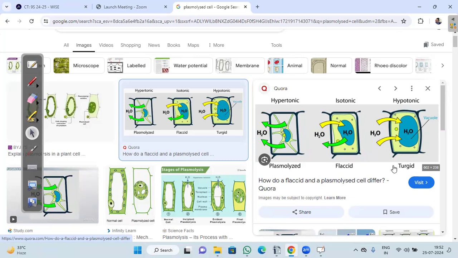Anyone having any doubts in this? No doubt, sir. Okay. So I think everyone has understood today the diffusion, osmosis, plasmolysis, and deplasmolysis. What is deplasmolysis? Can anyone tell what is deplasmolysis?